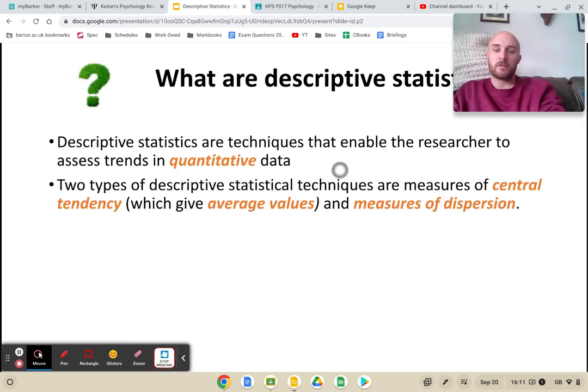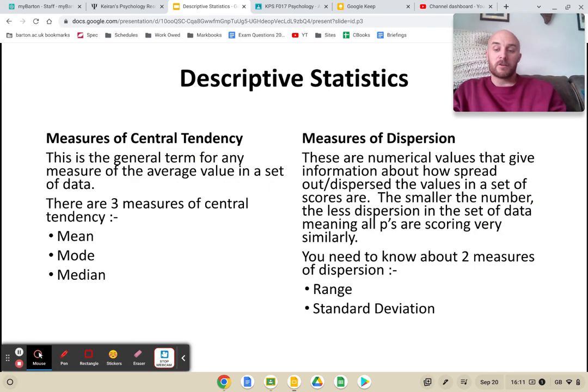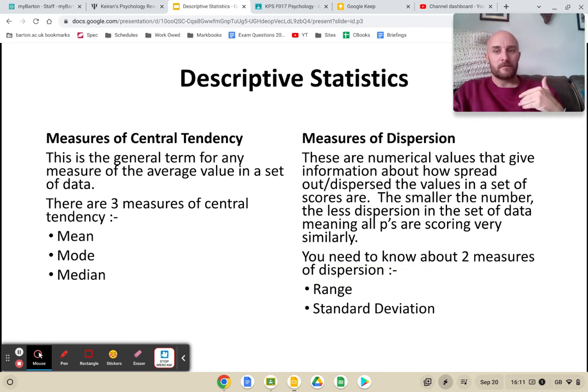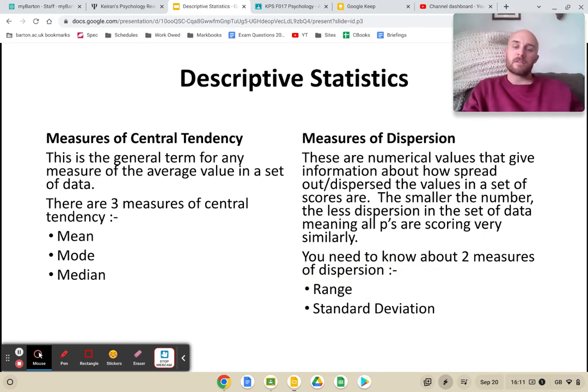Measures of dispersion are not averages. They are about spread of data. And the two measures of dispersion that you need to know are range, which you know, and standard deviation, which you probably don't know. The range is really easy, but we're going to go for all of these.